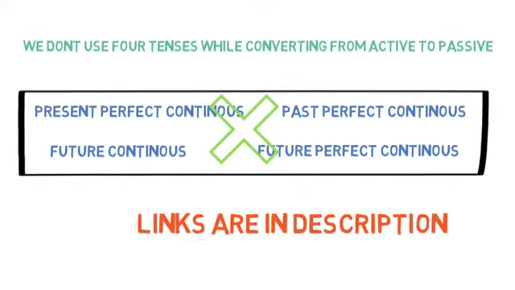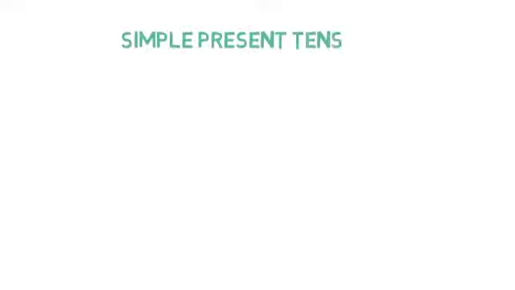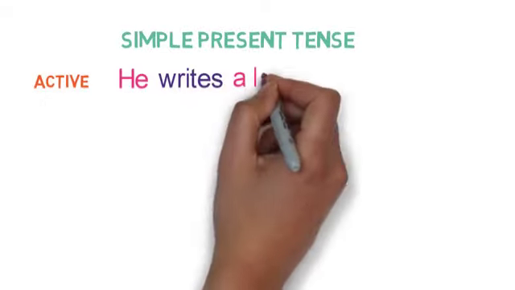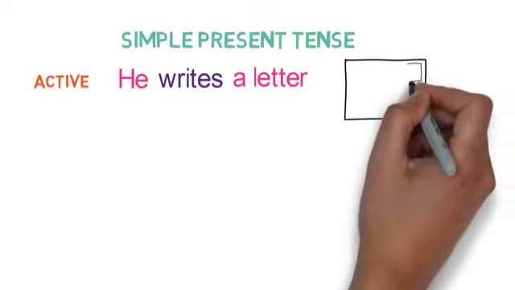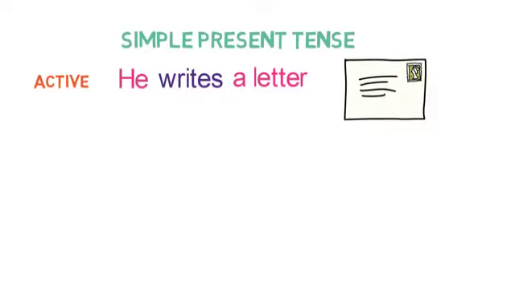Now we will see examples of each 8 of them to make things clearer. Let's see. For simple present tense, the active sentence is he writes a letter. Now to convert it into passive, we will use the 5 steps we discussed previously.